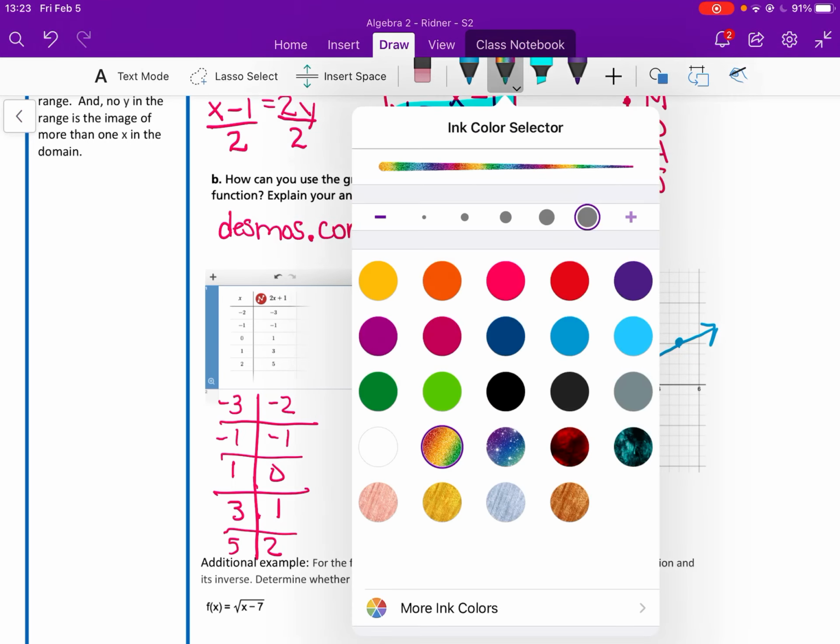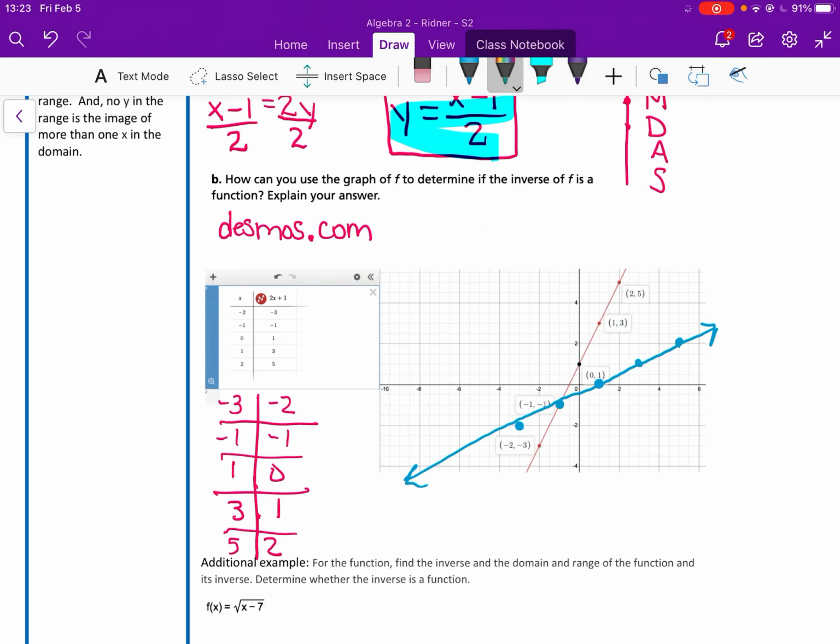The secret is that whenever I have an inverse, they always reflect over the diagonal. That diagonal is actually called y equals x. And if I were to fold that sheet of paper on that dashed line, the red line would touch the blue line.